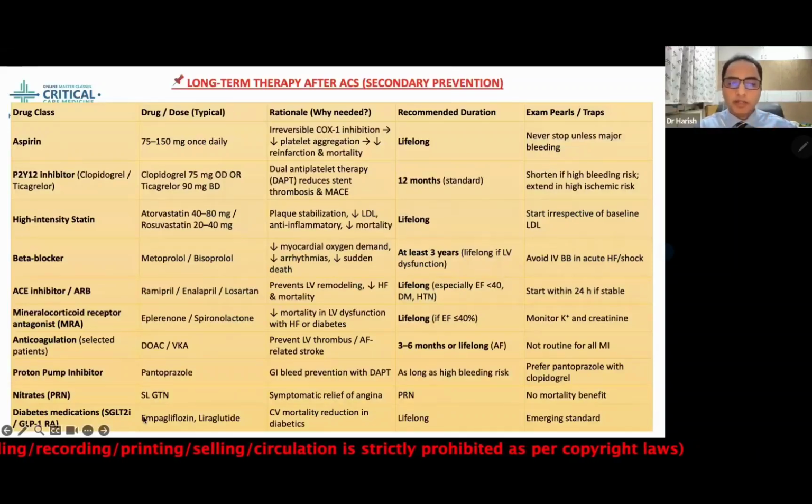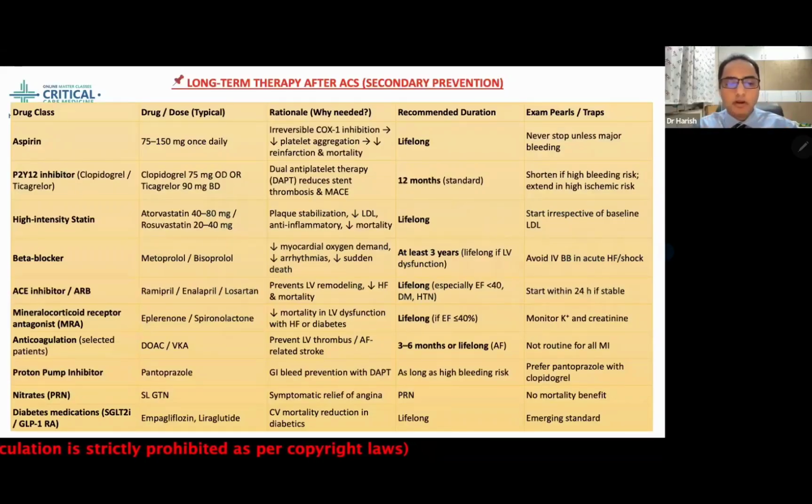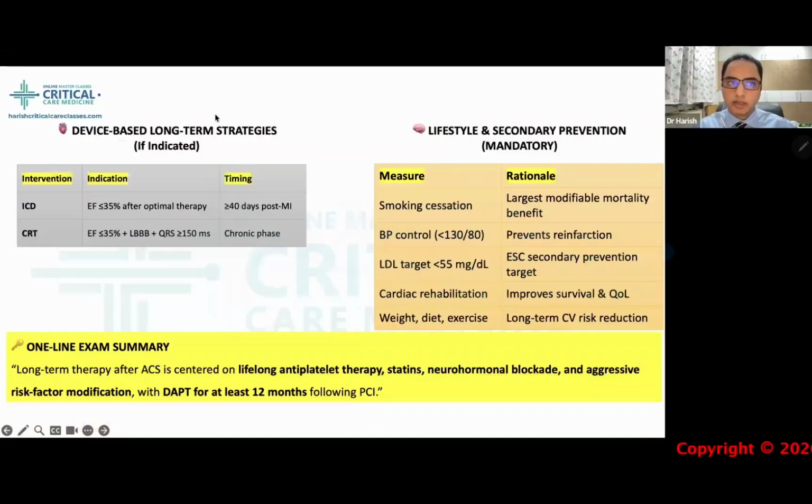Again, other diabetes medication: SGLT2 inhibitor, GLP-1 receptor agonist, like empagliflozin and liraglutide, which help in reducing cardiovascular mortality in diabetic patients. Lifelong is the advice. It has emerged as one of the standard therapies in the long-term care of ACS patients. Okay. So other than this, is there any indication for a device-based long-term strategy?